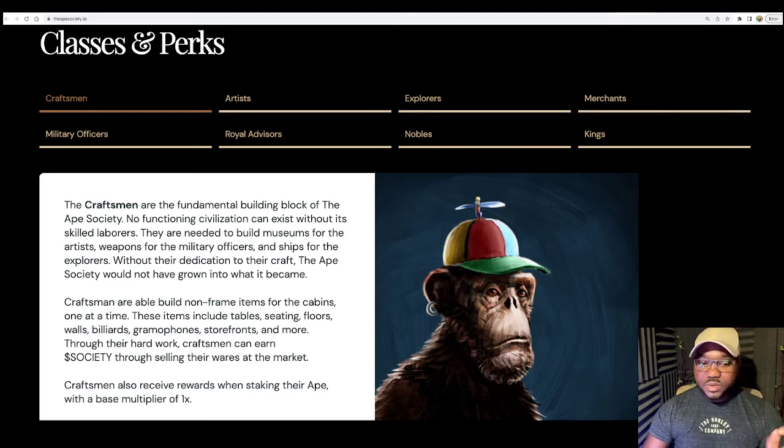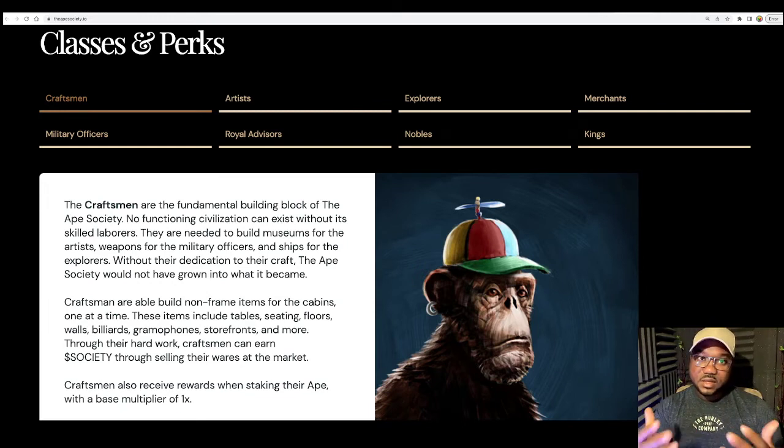Through their hard work, craftsmen can earn society tokens by selling their wares at the market. So again, very common of all the apes, but it has its role and function and value in the society, right? Craftsmen also receive rewards when staking their apes with a base multiplier of one times, you could say.